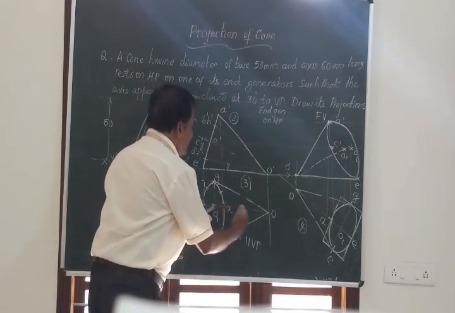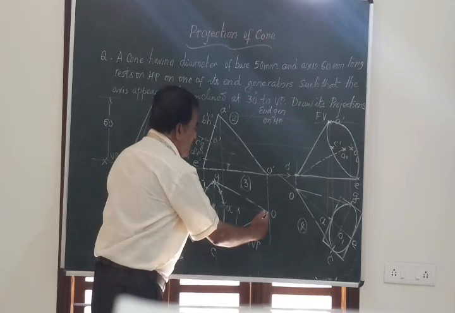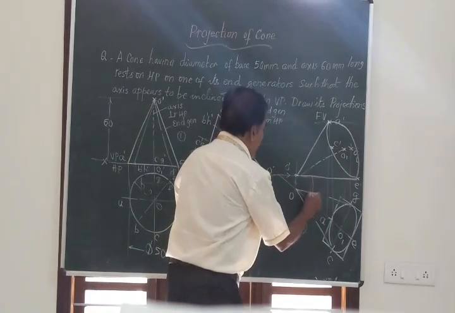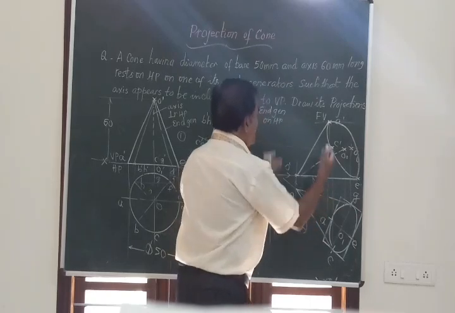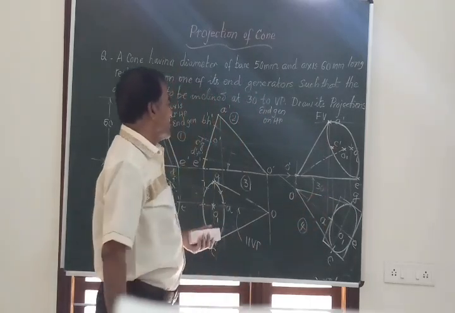In the second position, the axis was parallel to VP. Now we have made that axis at an angle of 30 degrees to VP. So this will give you the complete solution of the problem.